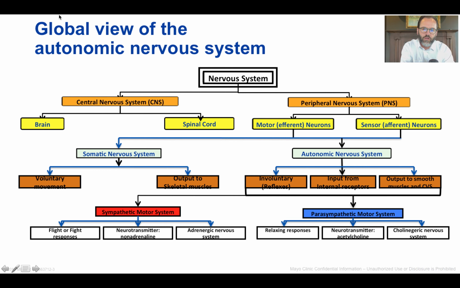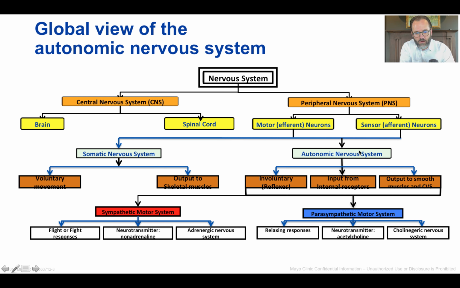And so when we're looking at a global view of the autonomic nervous system, you can see here, of course, we've got the overall nervous system, we've got the central nervous system, we've got the peripheral nervous system, and critically underneath the peripheral nervous system, we've got the autonomic nervous system, which is largely an involuntary system that has input from internal receptors, as we discussed at the end of the last lecture. Many of those inputs are from chemosensitive and mechanosensitive afferents. And then ultimately that provides output to smooth muscles in the cardiovascular system.